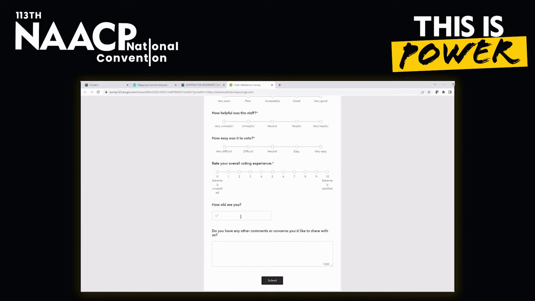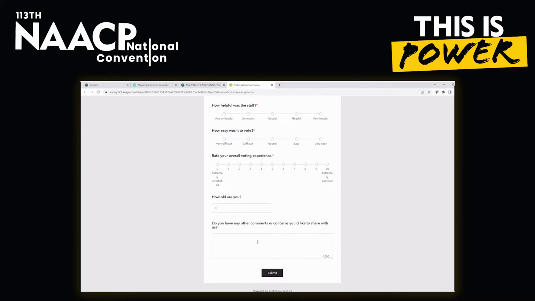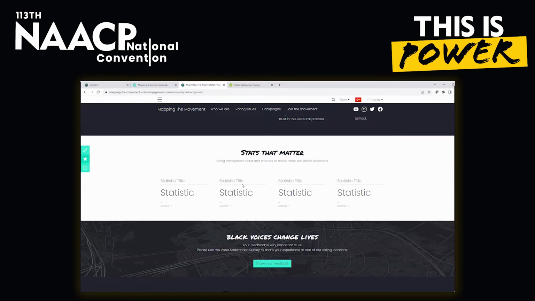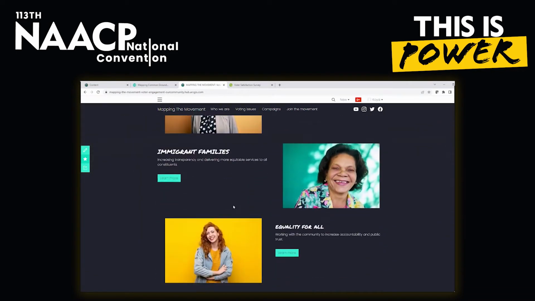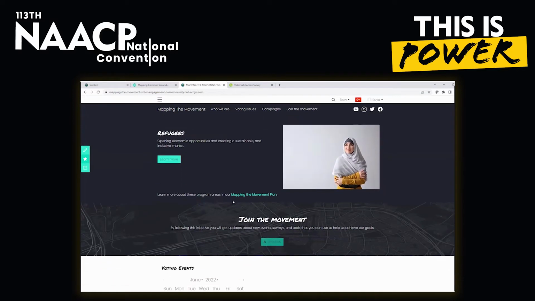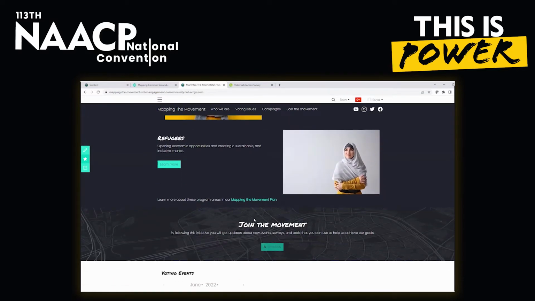We can get information back from voters or respondents and say, how old are you? We can also add things like their race or gender. And we can allow them to lift up any concerns that weren't covered by the survey. Let's hop back to the hub. We can use this section for highlighting voting issues relevant to our audience. Users can choose to follow the movement or subscribe for future updates.